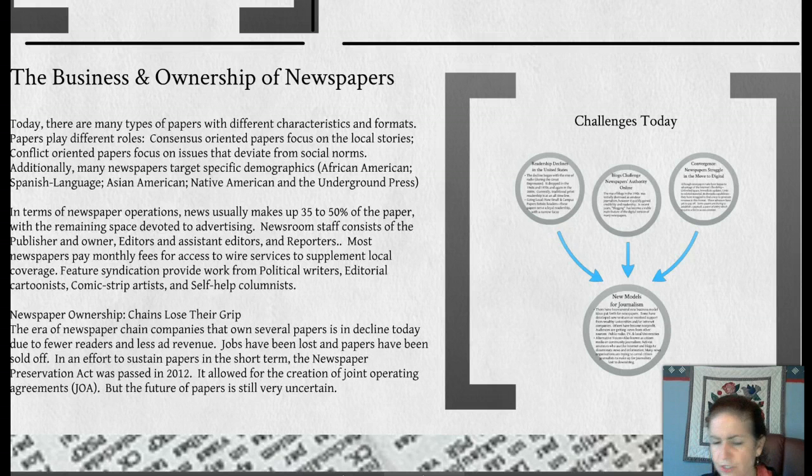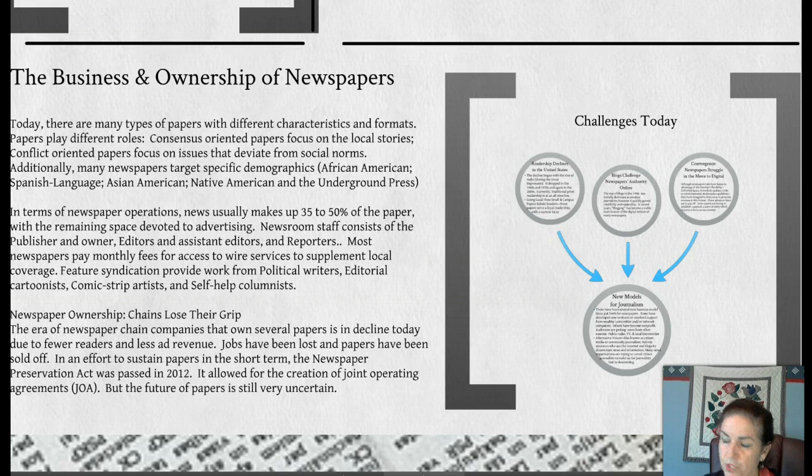In terms of orientation, you may or may not be surprised to know that oftentimes the news is only 30 to 50% of the content of a newspaper, and the remainder is advertising. That has been one of the greatest struggles today for newspapers who are trying to find a way to create revenue in the digital realm.